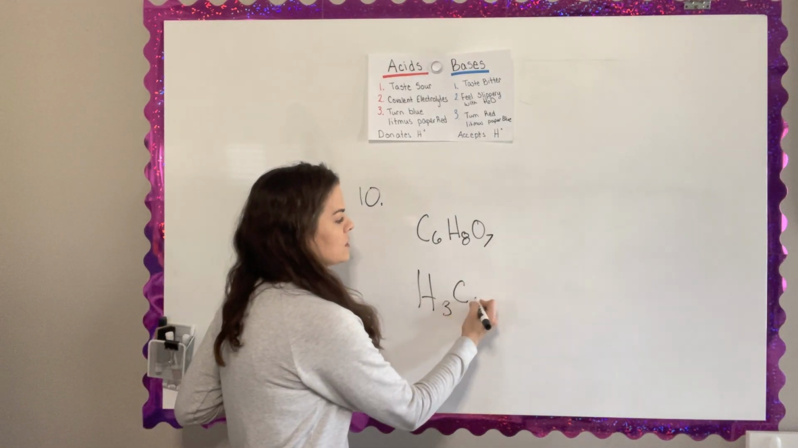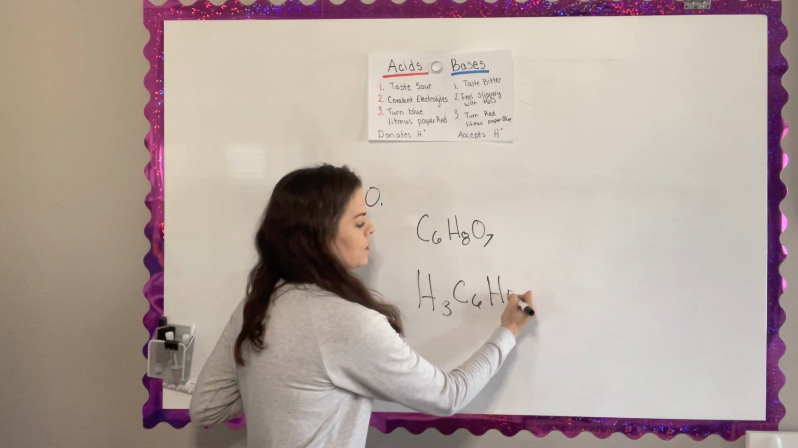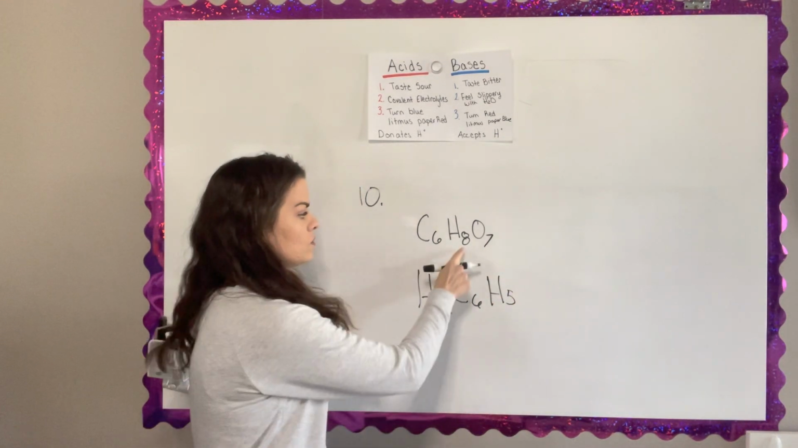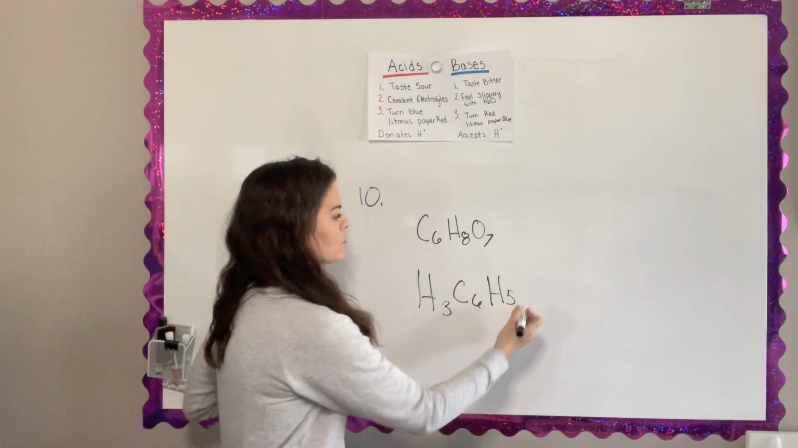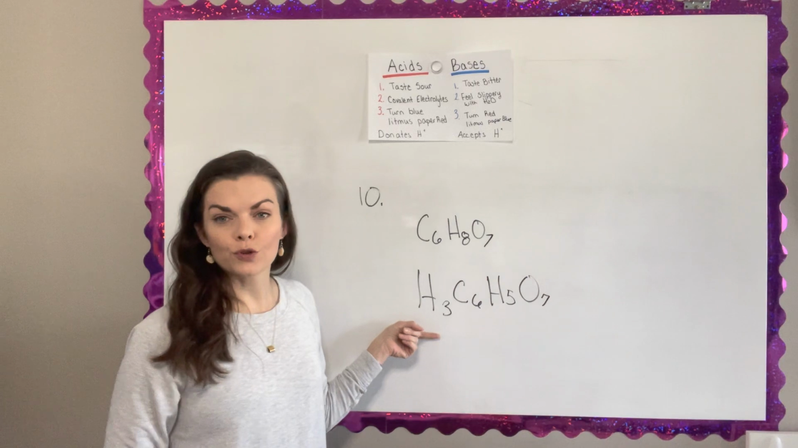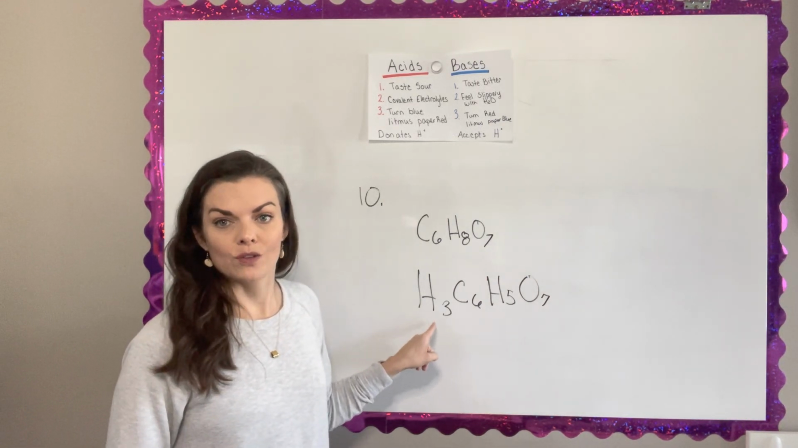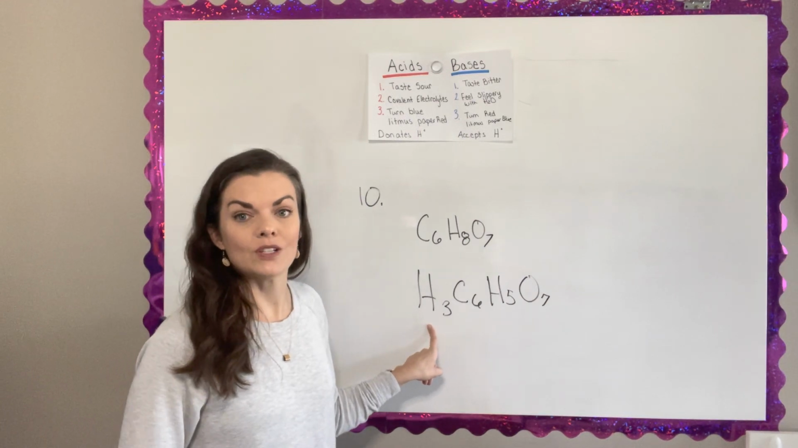So then I still have a C6. Now my hydrogen back here is going to become a 5 because I only want a total of 8, and 5 plus 3 is 8, and then O7. So this is how you can write the formula for citric acid so that you can easily see that there are 3 hydrogens in it that can be donated.